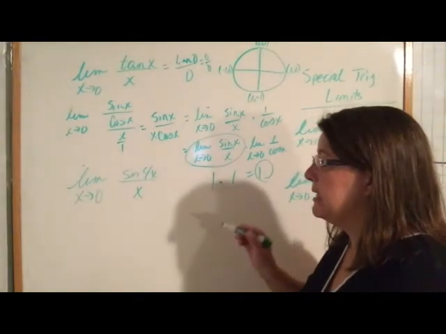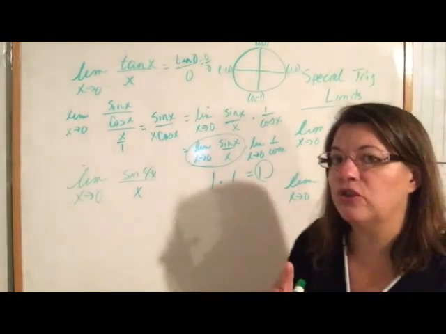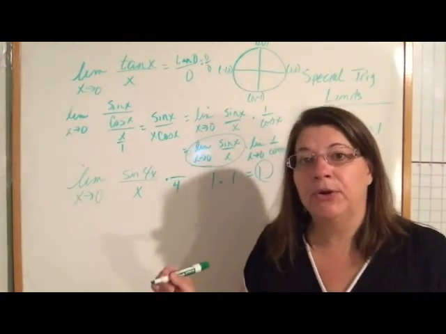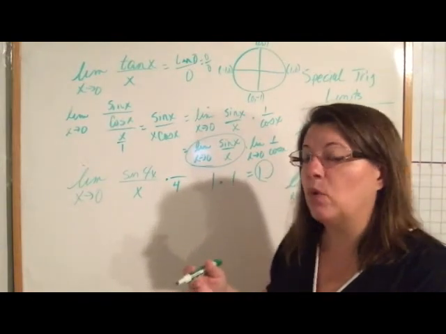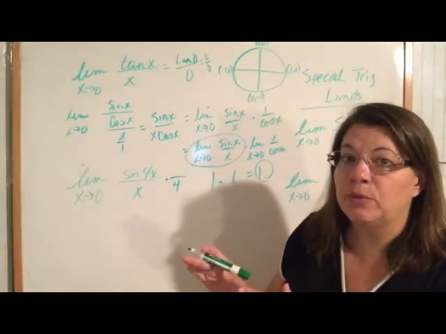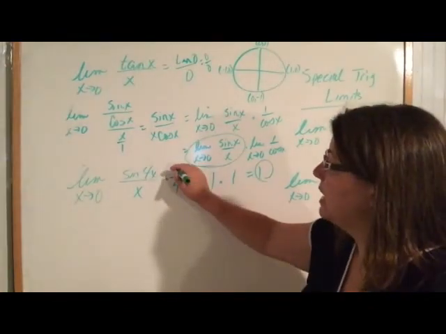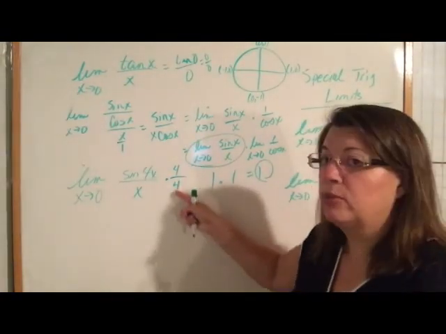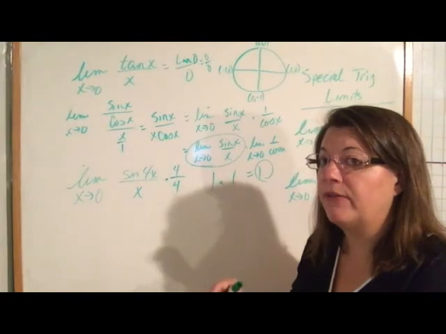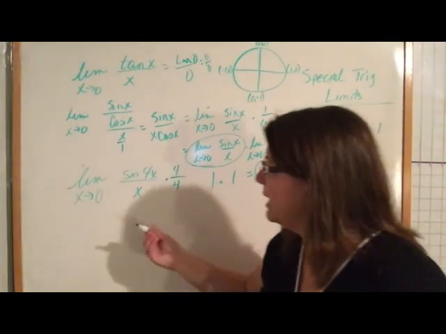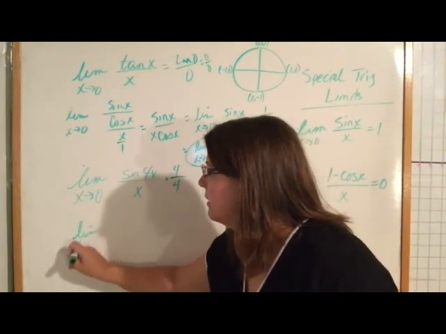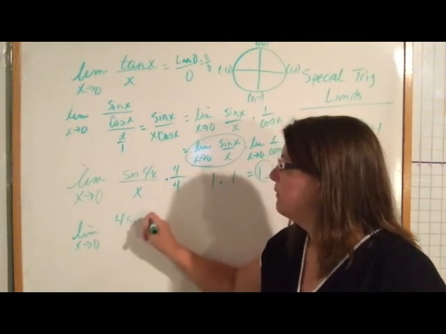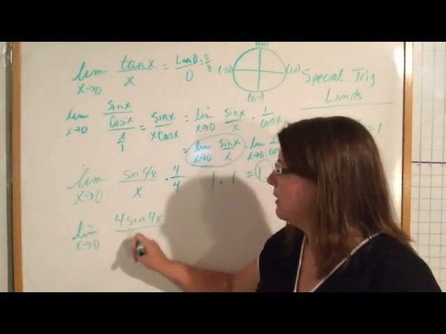Okay, and you're right. It does need to be multiplied by 4, but we're not allowed to just multiply the bottom by something. We have to also multiply the top by that same number because the only way this thing is going to stay equivalent to what we started with is if we multiply it by 1. So I'm going to multiply the top and the bottom by 4, which means we've essentially multiplied by 1, not changing the value of our fraction. So what I end up having here is the limit as x approaches 0 of 4 sine 4x over 4x.